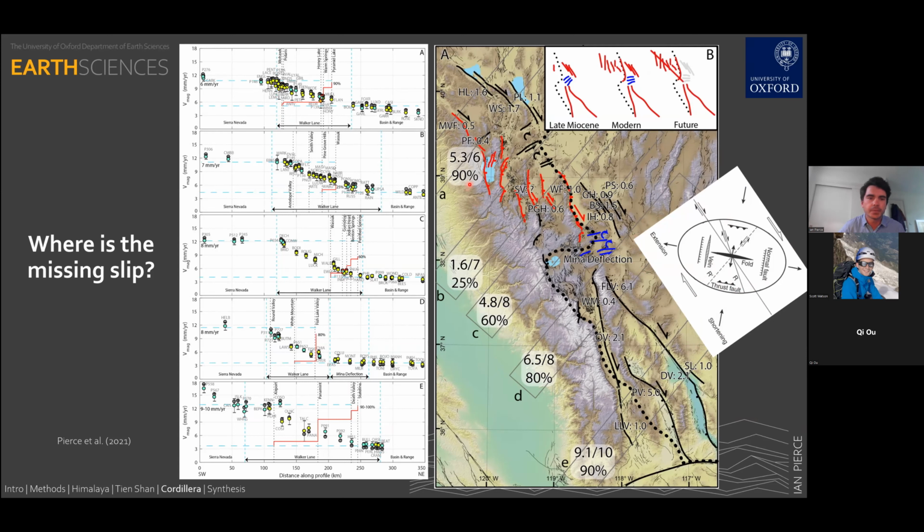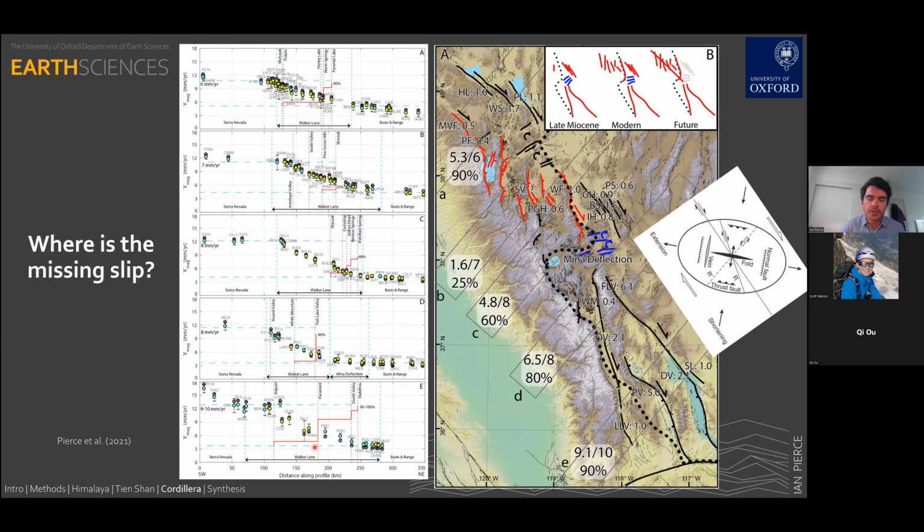If we look at GPS profiles across the Walker Lane from north to south, we can see that the total amount of shear going from north to south decreases from about 6 millimeters per year in the north to about 10 millimeters per year in the south.